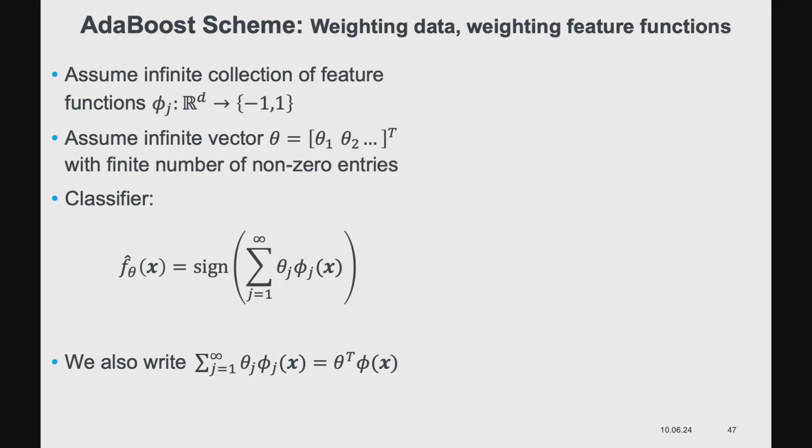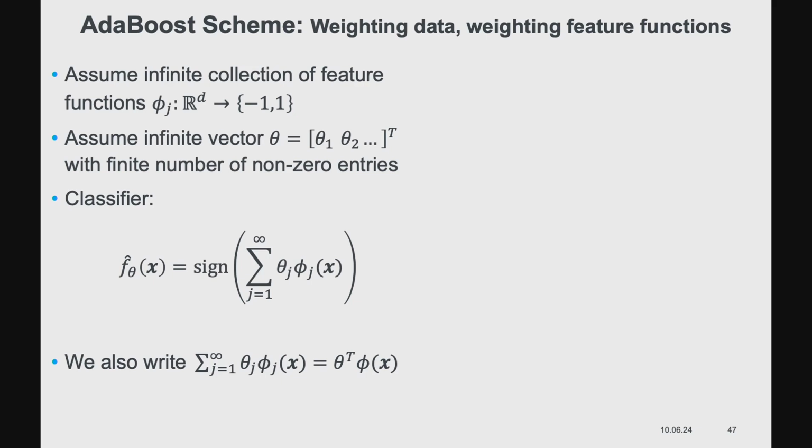We assume for this infinite collection an infinite vector of weights, just for notational convenience. Actually, we assume that only a finite number here are non-zero. So we don't care about a maximum size of that vector, although practically speaking, it will have a maximum size.